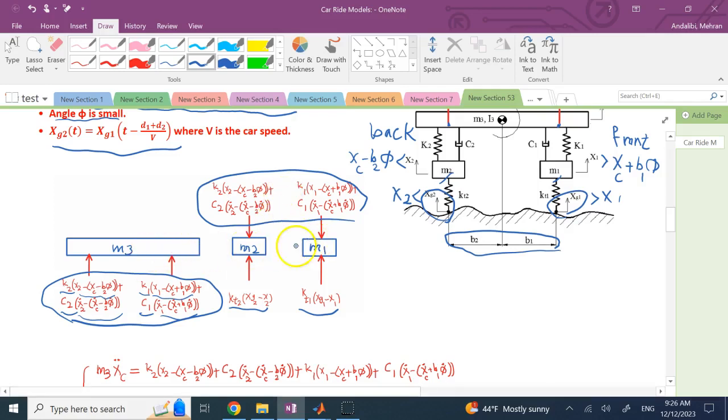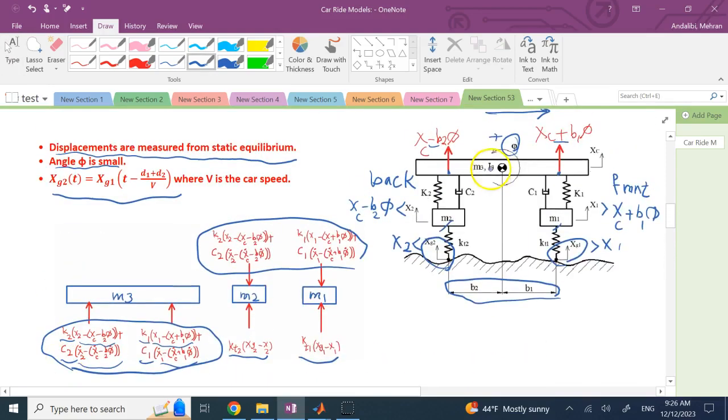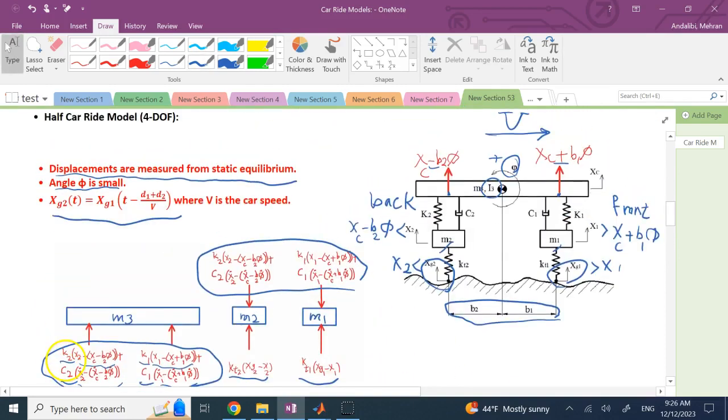So now for the 3 masses, writing the equations of motion are very easy. Mass times acceleration equals sum of the forces. That's where you get this equation, this one, and this one. For the rotation equation, I, which is mass moment of inertia of the chassis about centroid, I3, which I've shown you here, this I3 times phi double dot, which is angular acceleration, equals the moment of all of these forces and the moment of all of these forces.